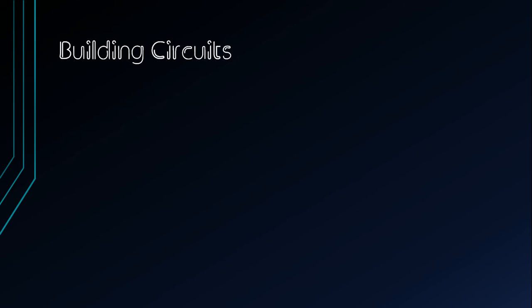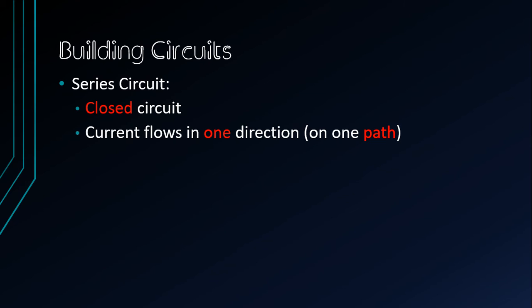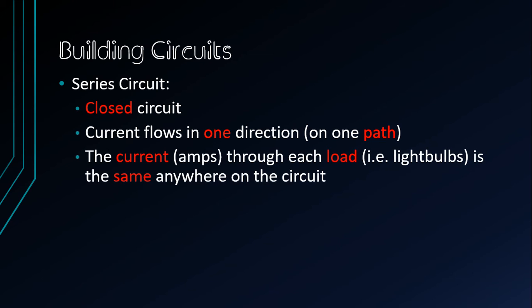So there are two kinds of circuits that we are interested in. The first one is a series circuit, and this is a closed circuit. The current flows in one direction, on one path, kind of like blood through our body. The current or the amps through each load, like the light bulbs, is the same anywhere on the circuit. So if you had 5 light bulbs or 2 light bulbs, the amount of current, or the amps through each one, would all be the same.